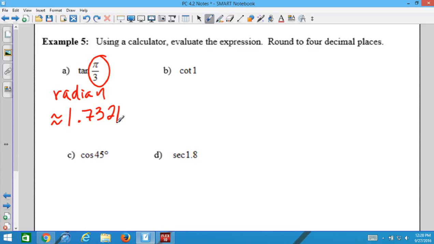And then the next one says cotangent. How do we type in cotangent? Oh, wait, is it radian or degree? That's radian. No degree symbol, so it's radian. So I'm still in radian mode because there's no degree symbol. Cotangent is 1 divided by tangent. 1 divided by tangent 1. So that's what you would type in. 1 divided by tangent 1.